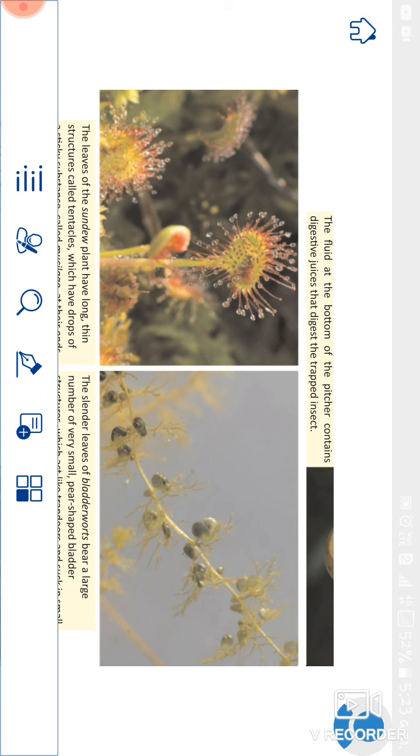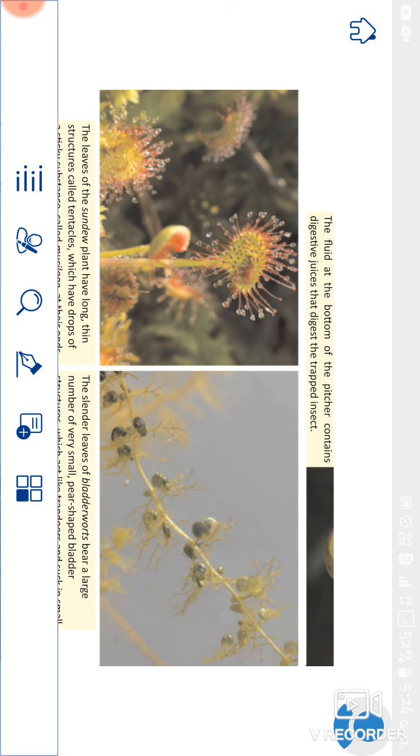The last example of an insectivorous plant is bladderwort. Okay, that is the bladderwort. The bladderwort is found in ponds and has a trap door, which allows easy entry of the prey into the pear-shaped bladder.